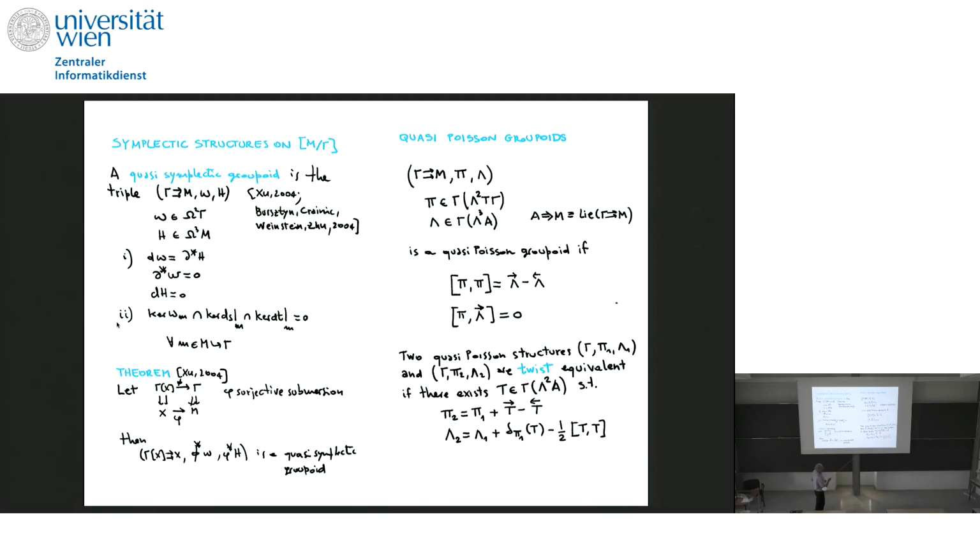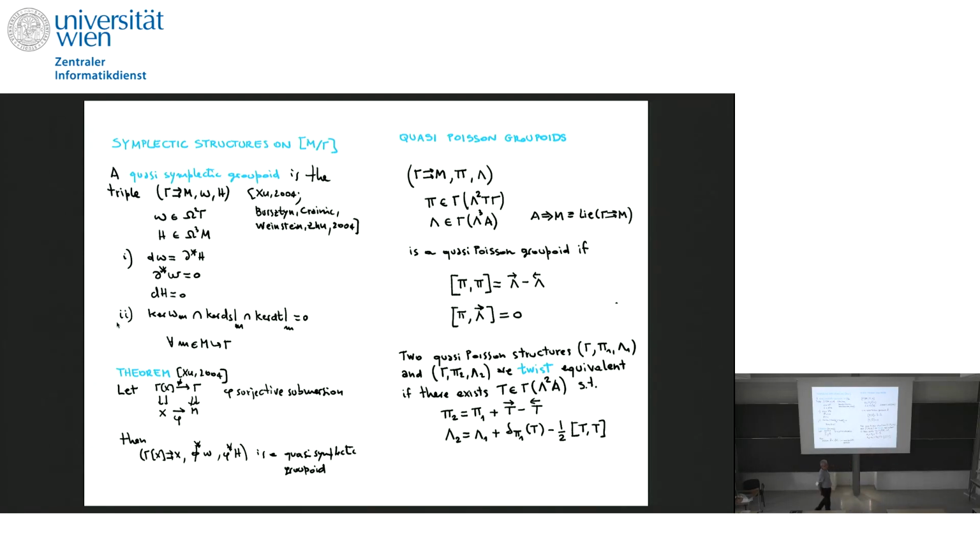Exactly, as in the group, in the groupoid, every section of the algebroid defines a left invariant vector field and a right invariant vector field, and then this is the combination of left minus right. No, but it's symmetric because, as a consequence of this, pi lambda left is equal to pi lambda right, so it's symmetric.